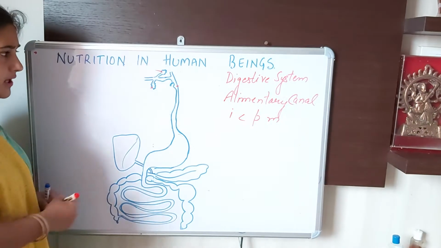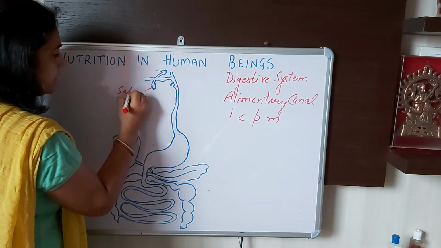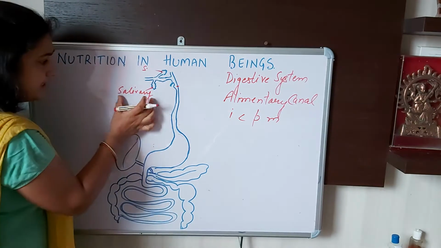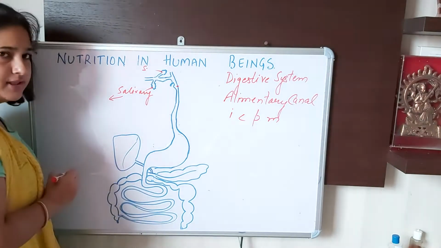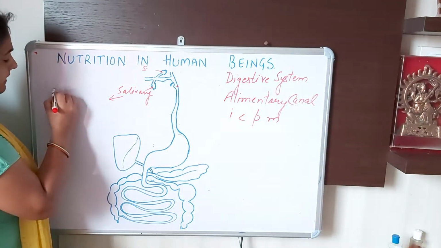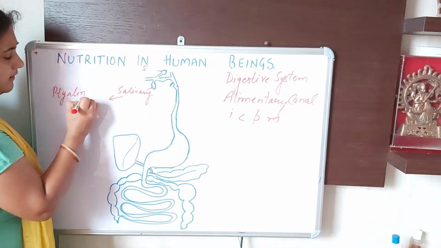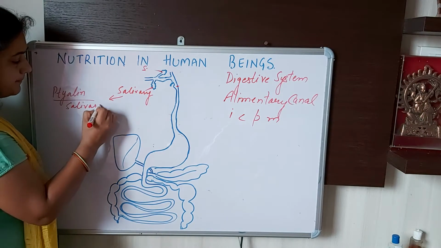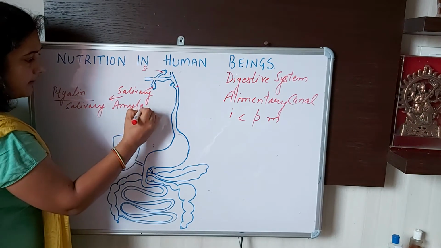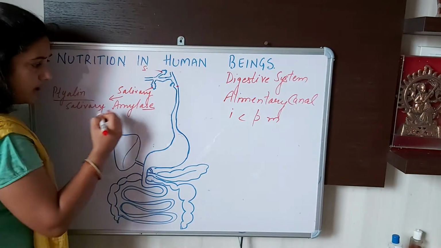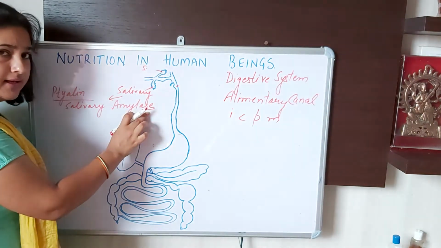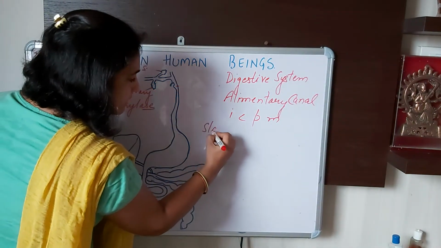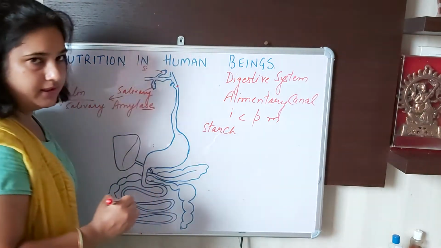Then, a very important part, we have the salivary glands present. These are the salivary glands. Now, these salivary glands secrete a very important enzyme, and the name of the enzyme is ptyalin. P is silent here. You also call it salivary amylase. Wherever this word ase comes, it means it is an enzyme. This salivary amylase digests starch that we eat.